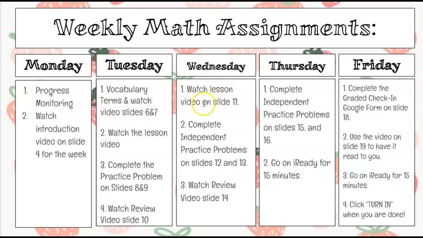On Wednesday, watch the lesson video on slide 11, complete your practice problems, and then again, watch the video if you need help understanding what exactly you should have done for these practice problems. For Thursday, it's your last practice problems on slide 15 and 16. When you finish with that, you can also watch the video of me doing those problems for you, and then go on iReady for 15 minutes.